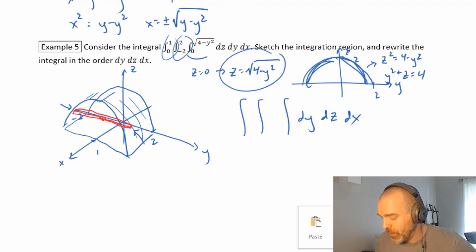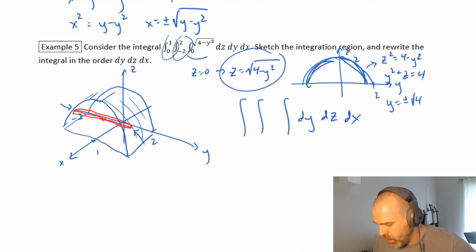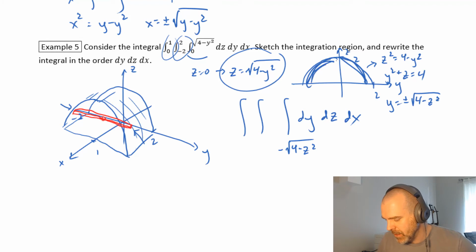So I need to solve for y. And I say, well, y is plus or minus the square root of 4 minus z squared. So y goes from negative square root of 4 minus z squared. That's the left part here, this left side over here. And then it goes to the positive square root of 4 minus z squared.